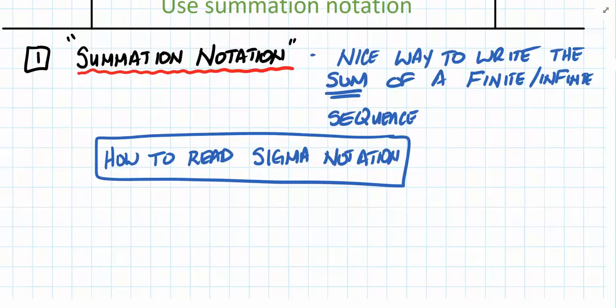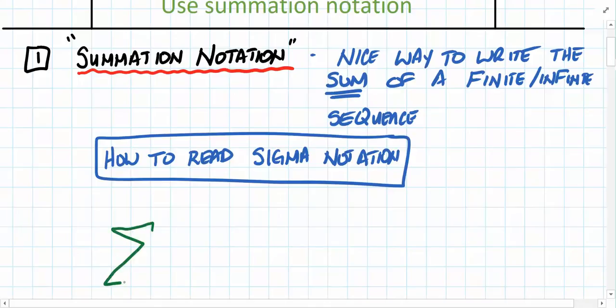It is a nice way to write the sum of a finite or an infinite sequence. We're talking about sequences here, and this notation is a really nice way in which we can write them. There are a couple of things we have to learn on how to read summation notation. First of all, summation notation starts with this symbol, the Greek letter sigma, S-I-G-M-A, which is why this is called summation notation or sigma notation.